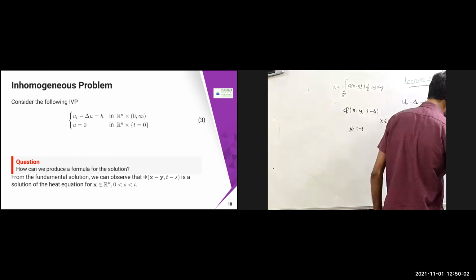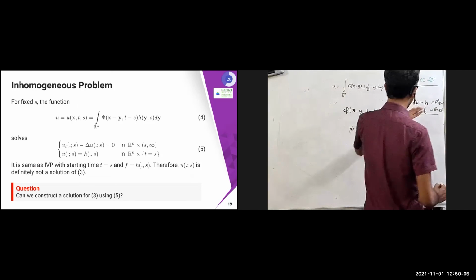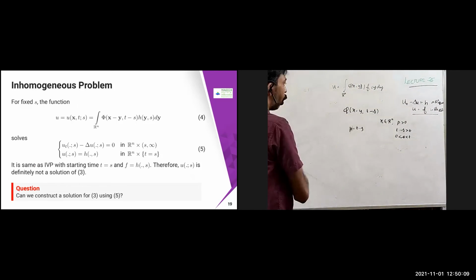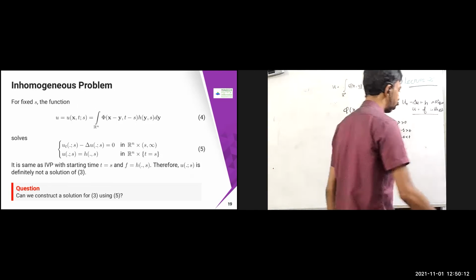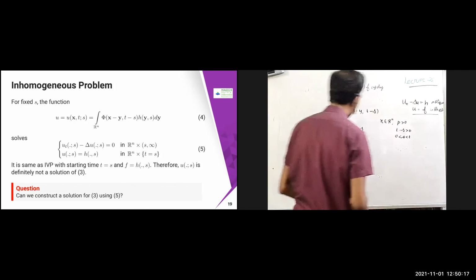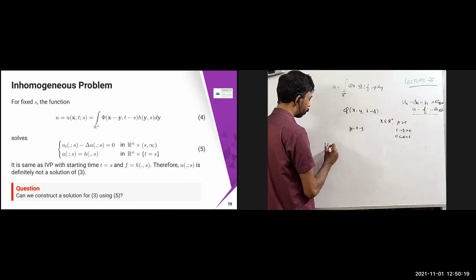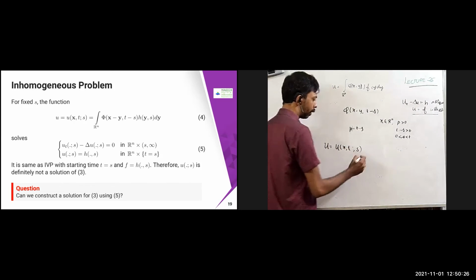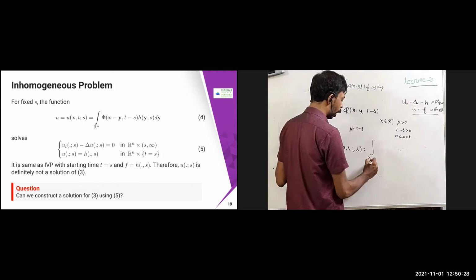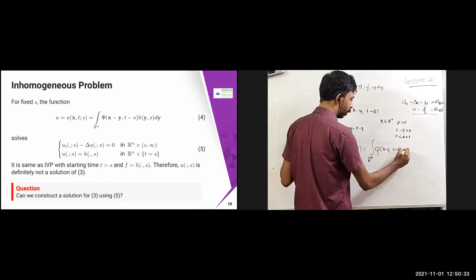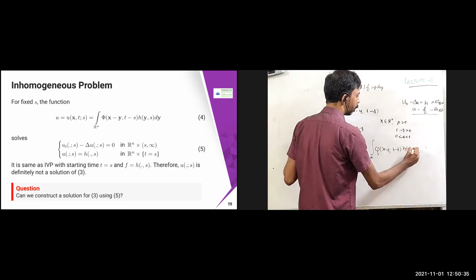Using this, we are going to produce a solution for the homogeneous equation, where I transform the problem by making the right side 0 and then solve that problem. As we did in the wave equation, same kind of thing. I'm going to define u of x comma t semicolon s, u equal to u of x comma t semicolon s, as the integral over R^n of Φ of x minus y comma t minus s into h of y comma s dy.